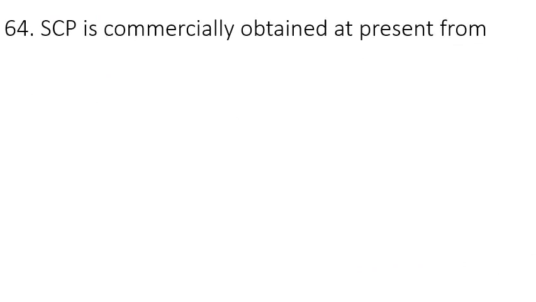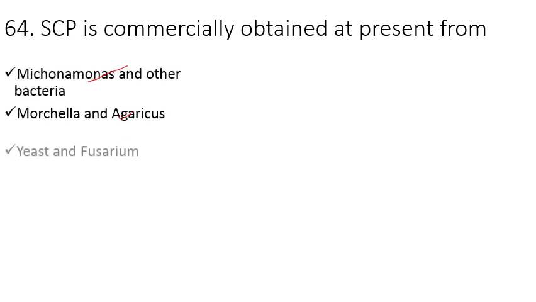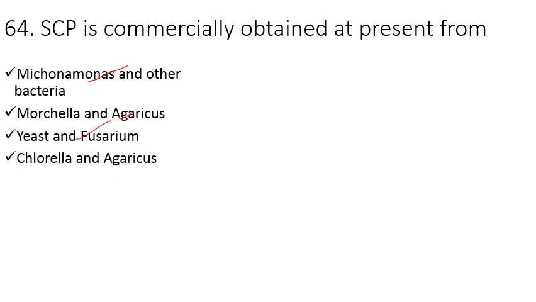The next question is, SCPs are commercially obtained at present from. Our options are Mycona and other bacteria, Morchella and Agaricus, yeast and Fusarium, Chlorella and Agaricus. So the right answer is yeast and Fusarium.